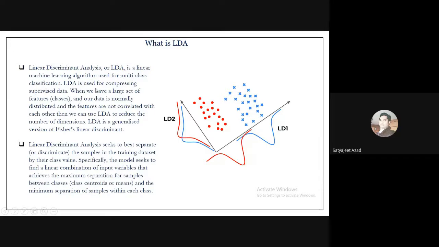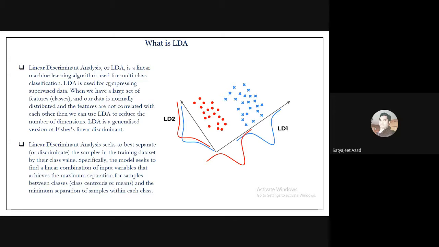LDA is used for compressing supervised data. The LDA algorithm compresses the data so that you do not lose much of the information. When we have a large data set with more features or more classes, and our data is normally distributed and features are not correlated with each other, then we can use LDA. If your data set is highly correlated, for example if 2 features are highly correlated, or there are multiple features with more correlation, or multicollinearity exists in the data, in that case you cannot apply LDA. It will give you some vague results.